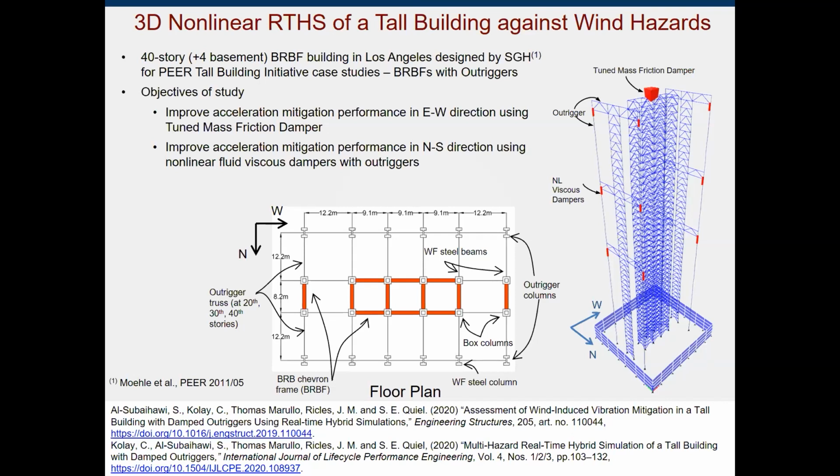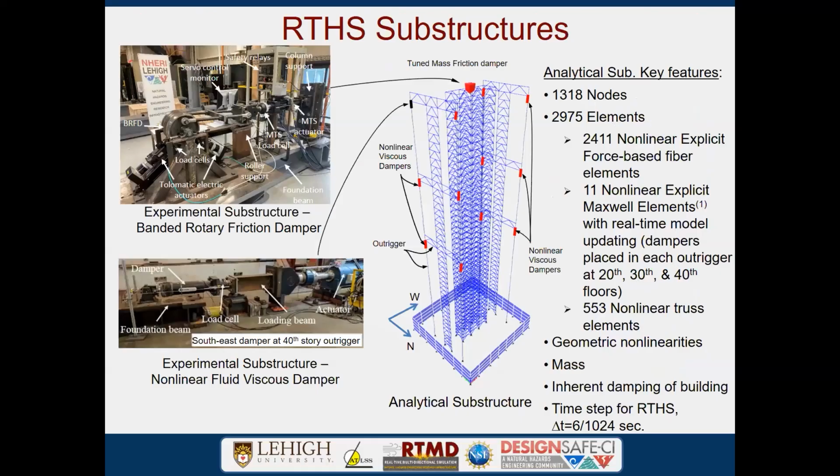So here are some key features. To model these structures, the structure consists of about 1,318 nodes and nearly 3,000 elements, including nonlinear explicit force-based fiber elements and nonlinear truss elements. And also you can see we only have one big viscous damper in our lab, and then we numerically modeled the other 11 viscous dampers as numerical dampers, using the nonlinear explicit Maxwell elements. But also we have this real-time model updating technology where we update the dynamic parameters of these dampers in real time for the viscous dampers.